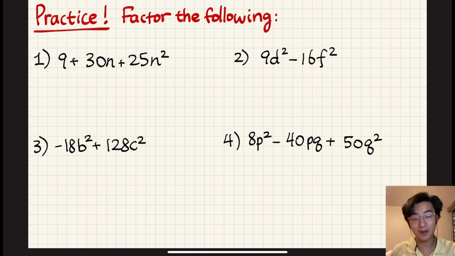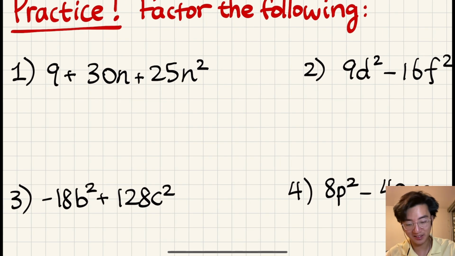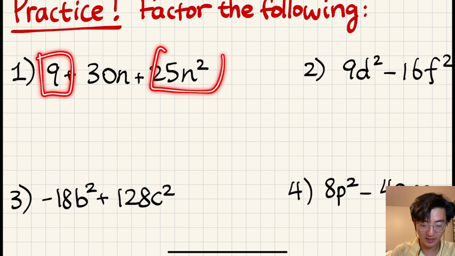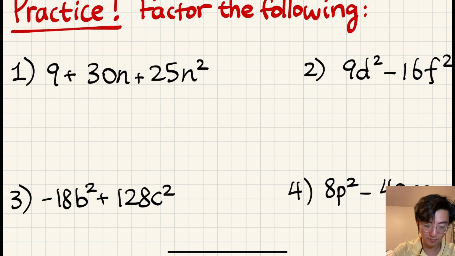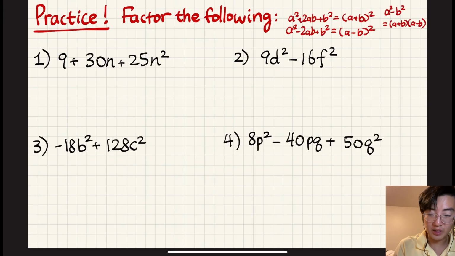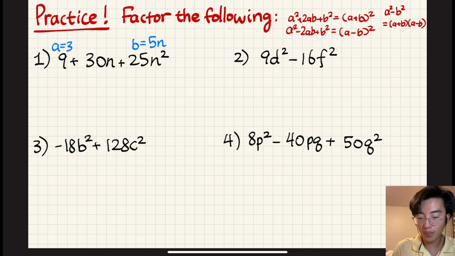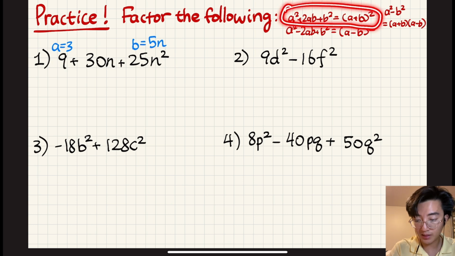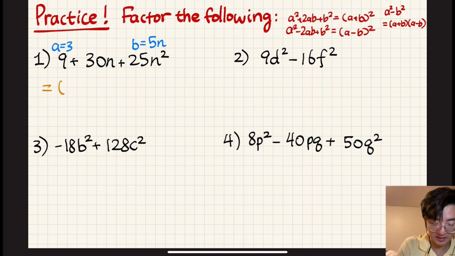Okay, so hopefully you got some practice in. Let's get to the answers. We notice that we have a 9 here and a 25n squared, both of which are perfect squares. So we use the first formula. Actually, let's write the formulas down. So in this case, the square root of 9 is 3. The square root of 25n squared is 5n. We notice that 2 times 3 times 5n is 30n. So this formula will apply, meaning that this right here is just (3 plus 5n) squared.